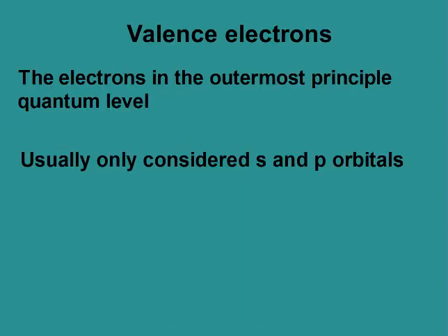Valence electrons are electrons in the outermost principal quantum number. They usually only consist of s and p orbitals because your d's and f's are going to be lower in energy, which we'll see on the next slide.